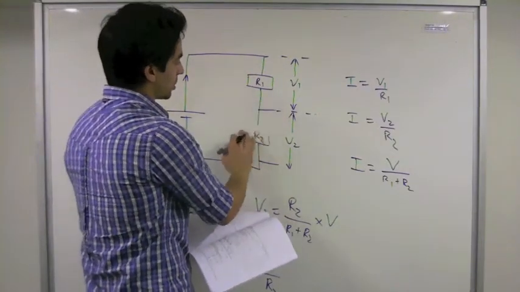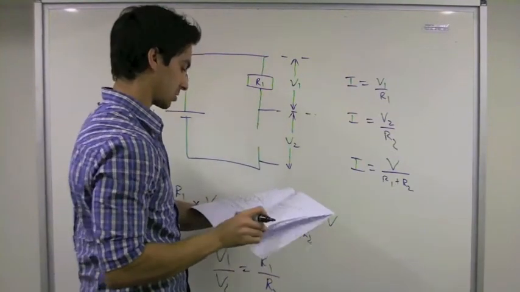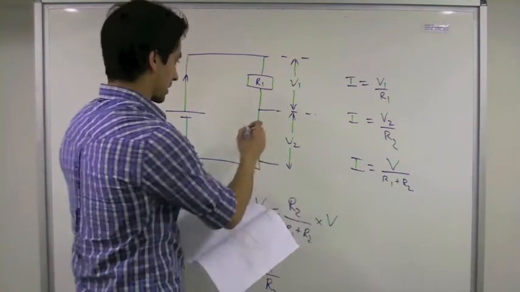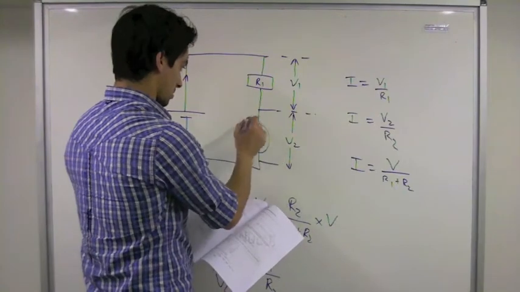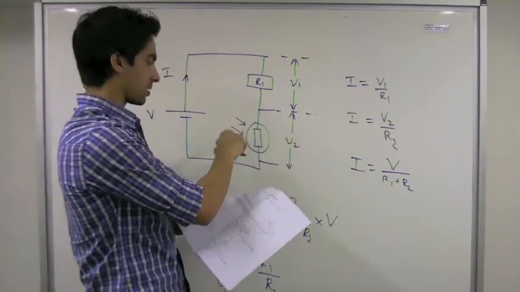For example, instead of a normal resistor here, you could have a light dependent resistor. So the symbol for a light dependent resistor is like this. You have a resistor and two arrows like this. This is the symbol for a light dependent resistor.